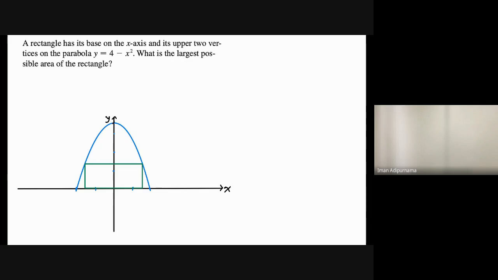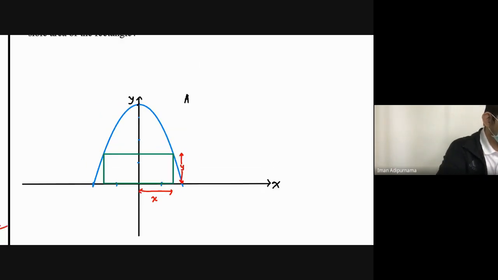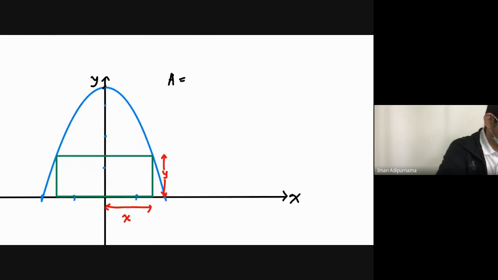Okay, to begin with, we can use any variables here, but I think we can just state the variables as x and y for the rectangle. And to make it clear, I will start from the first quadrant. In the first quadrant, this will be x, and this will be y. So the area of the rectangle will be 2x multiplied by y.